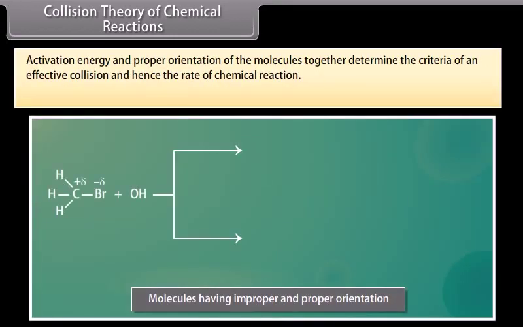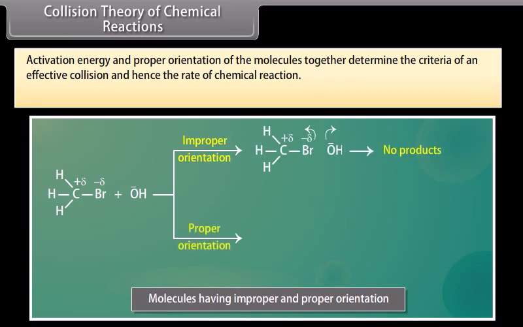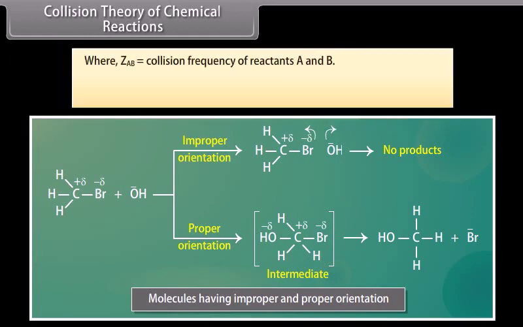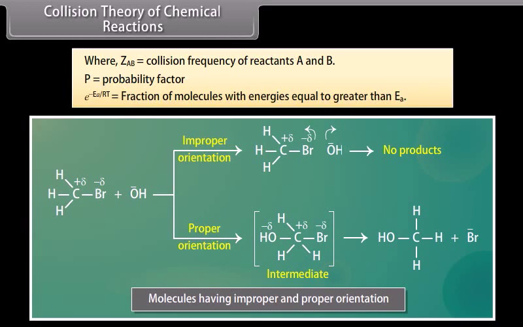Activation energy and proper orientation of the molecules together determine the criteria of an effective collision and hence the rate of chemical reaction. Rate is equal to product of P, ZAB and e raised to the power minus EA upon RT, where ZAB is equal to collision frequency of reactants A and B, P is equal to probability factor, and e raised to the power minus EA upon RT is equal to fraction of molecules with energies equal to or greater than EA.